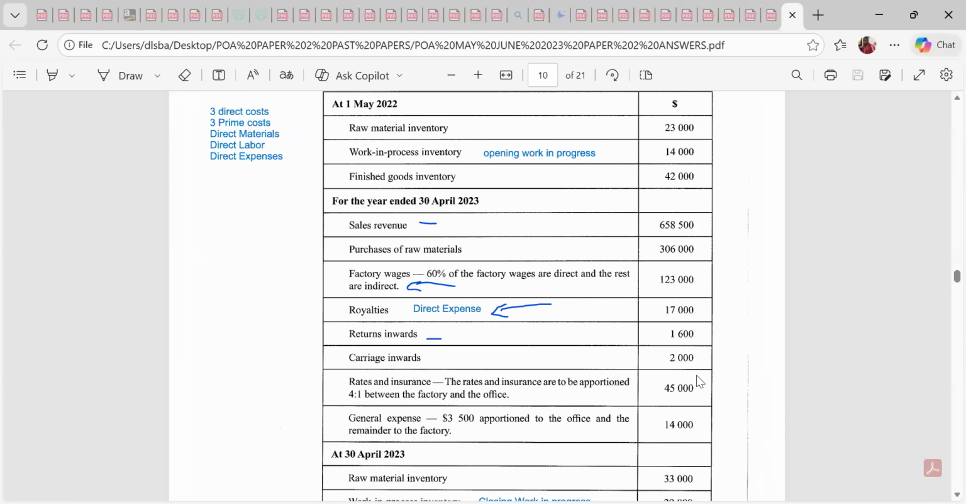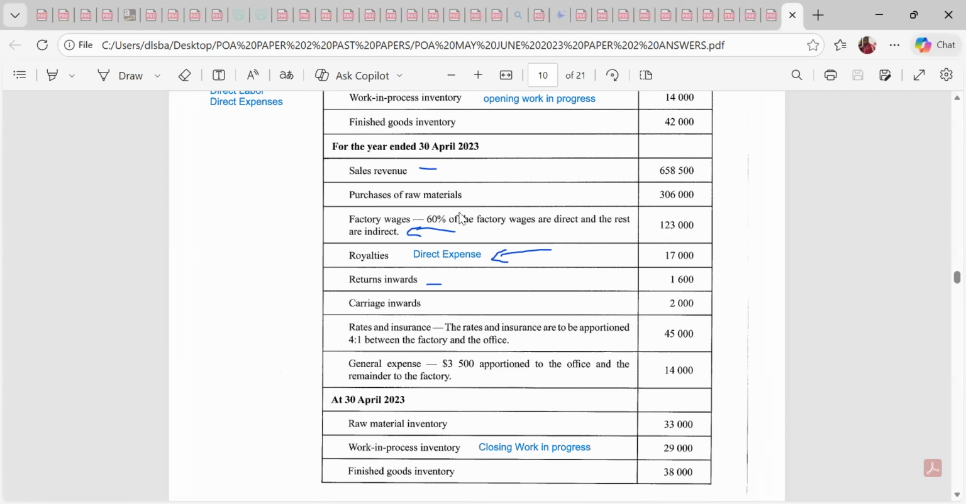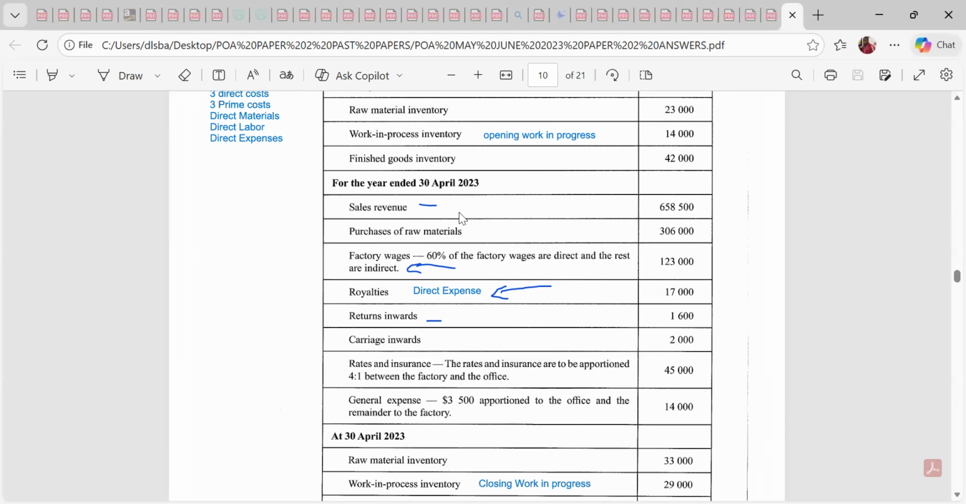It has to vary based on the amount of goods being produced. And that will be your factory wages, which is 60% of your factory wages, and your royalties. Royalties will be paid based on how much of the person's product you're making. So factory wages and royalties is good enough.